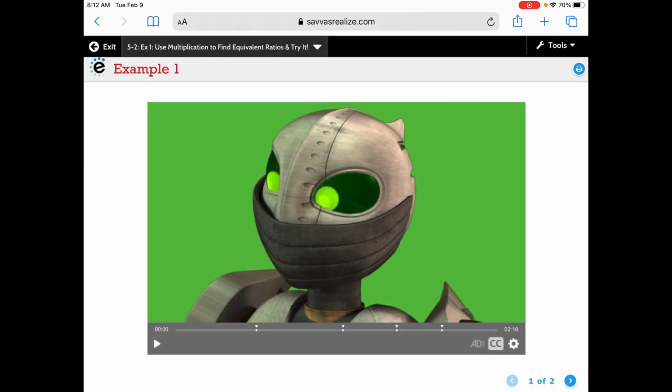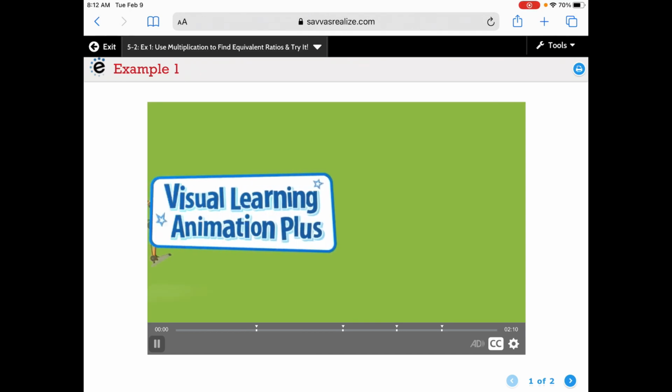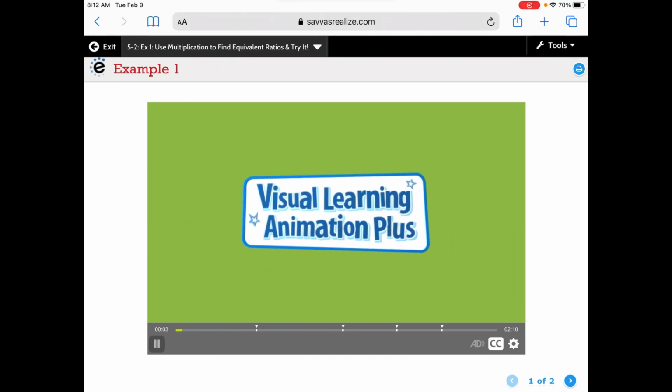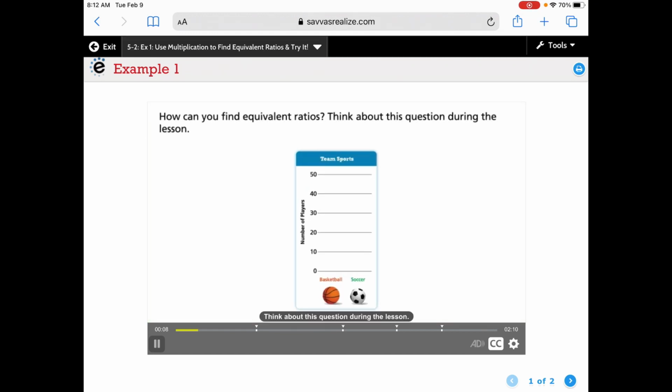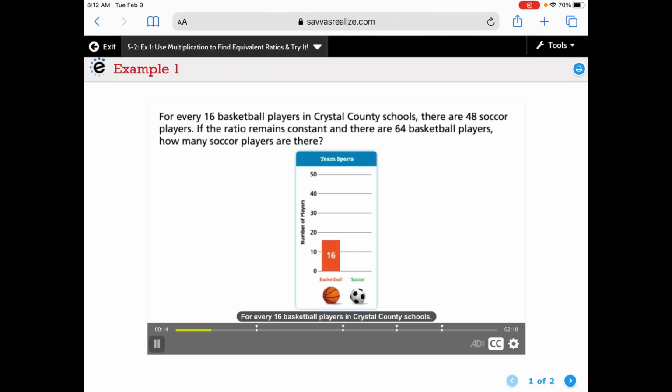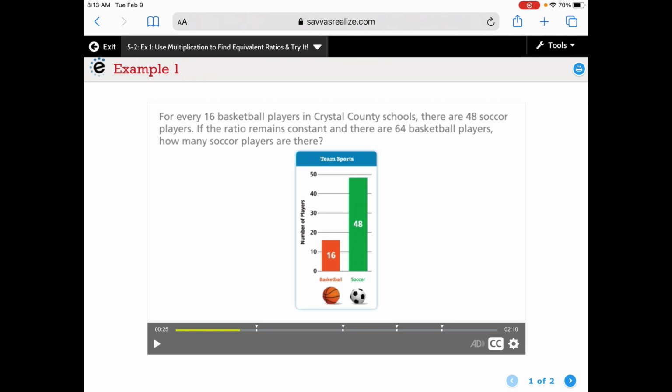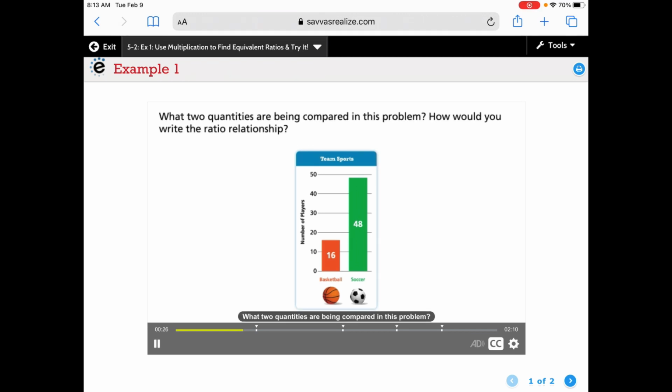Okay, everyone, let's turn over to page 274 and follow along as I read through. How can you find the equivalent of ratios? For every 16 basketball players in Crystal County schools, there are 48 soccer players. So you can almost think that it's 3 times as many. If the ratio remains constant and there are 64 basketball players, how many soccer players are there? So right now, you should be thinking that we're multiplying 16 times 4 to get that 64, so we'll need to do the same thing with 48.